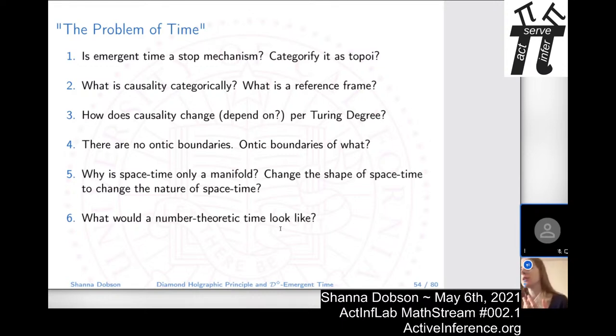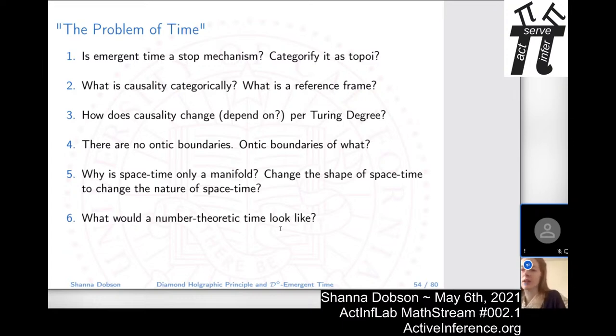So I really think there are no ontic boundaries. It seems to be these pro-finite boundaries. Then you're going to ask, ontic boundaries of what? Ontic boundaries of the organism, which you zoom in and find that it's like lung sac, like fractal broccoli. And then, just to keep going, why is space-time only a manifold? I showed you these other structures. What if we reinterpreted any of that GR stuff as space-time being a diamond? You'd be allowing the multiplicity, which is the power of the organism. It is not top down. You are learning from everything.